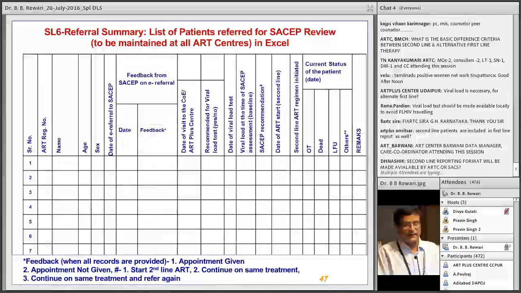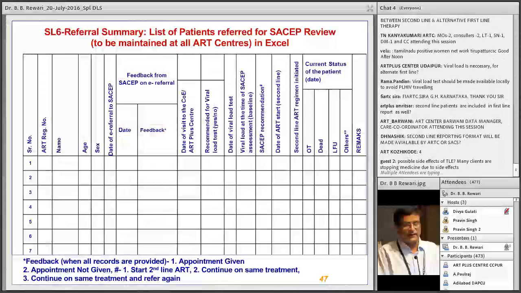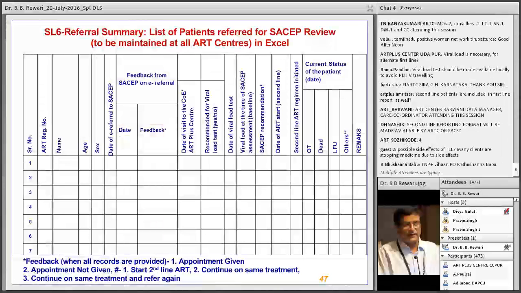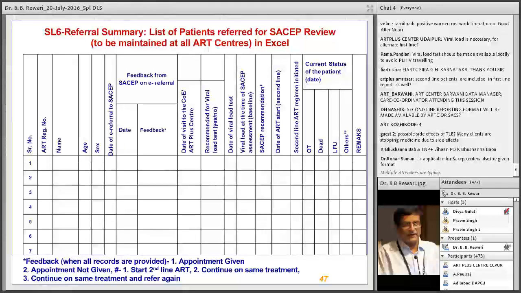Okay, now this is the referral summary which you have to maintain at your own center. You don't have to send it unless it is asked for. This is basically for your own referral: how many patients you referred, how many patients attended, how many patients were recommended, how many were started, and what are their outcomes on treatment: dead, LFU, others. So this is to be maintained.